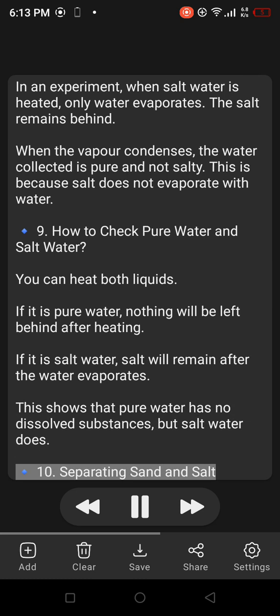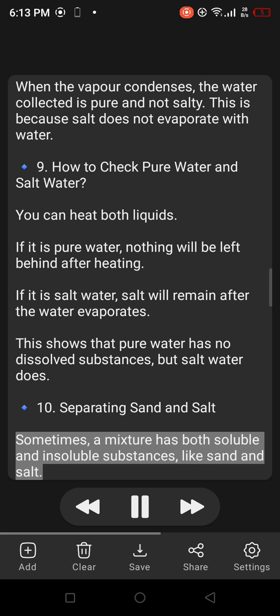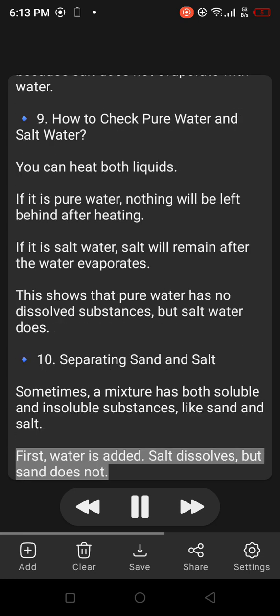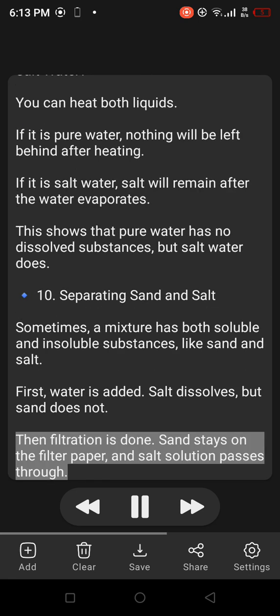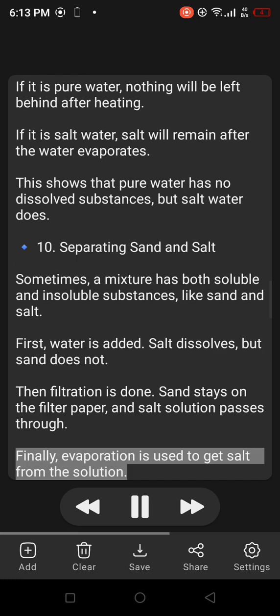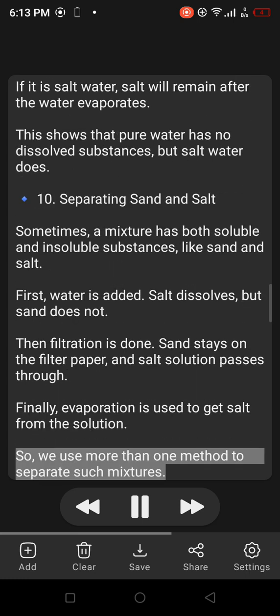10. Separating sand and salt. Sometimes, a mixture has both soluble and insoluble substances, like sand and salt. First, water is added. Salt dissolves, but sand does not. Then filtration is done. Sand stays on the filter paper, and salt solution passes through. Finally, evaporation is used to get salt from the solution. So, we use more than one method to separate such mixtures.